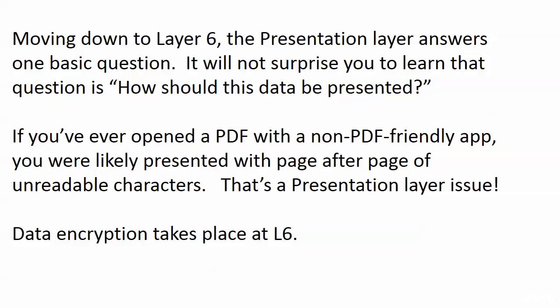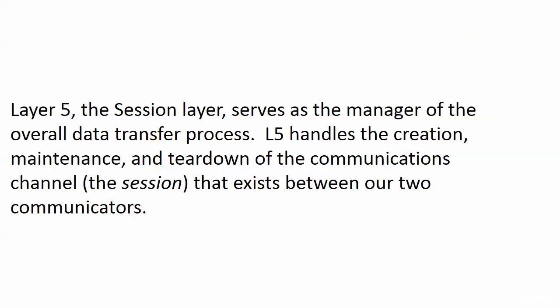Data encryption also takes place at layer 6, and if you're new to that term, that simply means that we're taking some data, plain text data, and we are making it unreadable, but in an orderly fashion. We're going to make it unreadable on our end, then send it, and when it gets to the other end, that other endpoint is going to do something to make it readable. I have a feeling we're going to come back to that encryption topic here as well during this course.